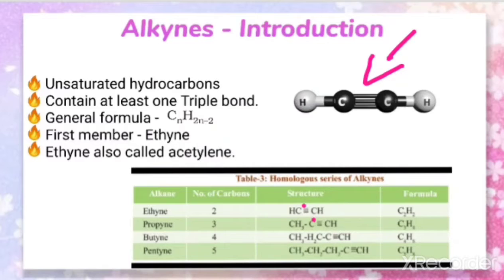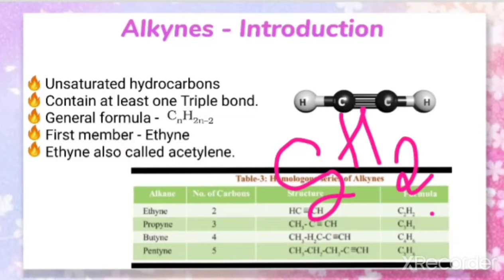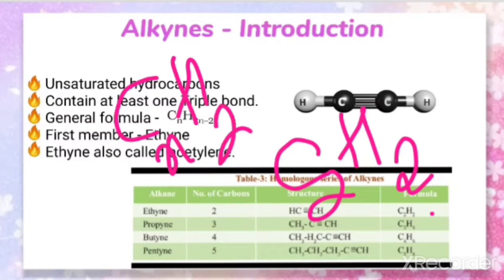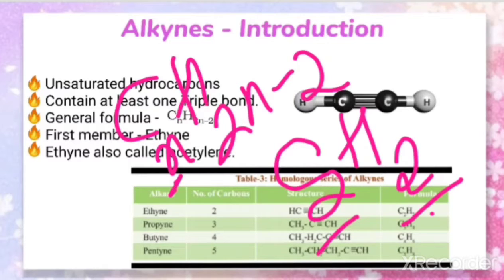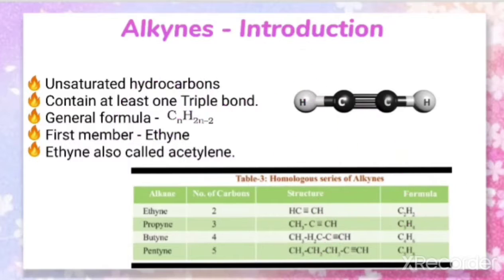And when we look at the molecular formula for ethyne, that is C2H2. When you apply the general formula CnH2n minus 2, when n is equal to 2, the number of carbon is C2, and the number of hydrogen will be 2n minus 2, that is 2 into 2, 4 minus 2, that is 2. So C2H2 is the molecular formula for ethyne. The first member of this family, ethyne, is also called acetylene.